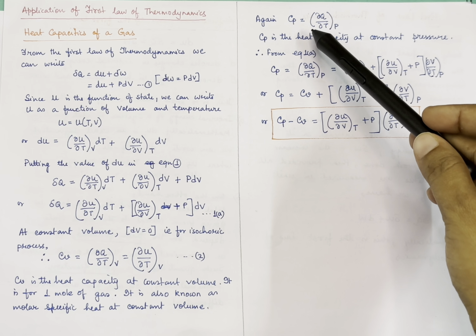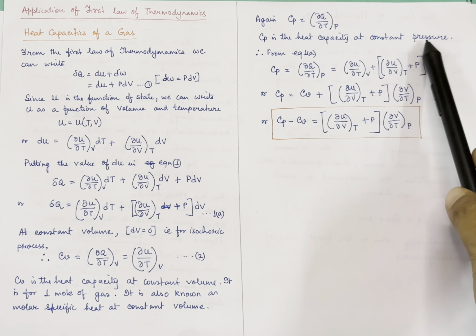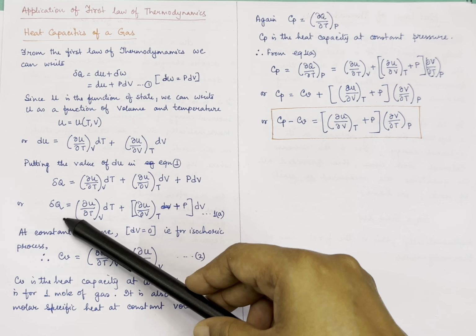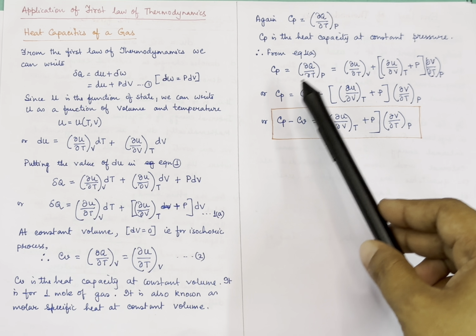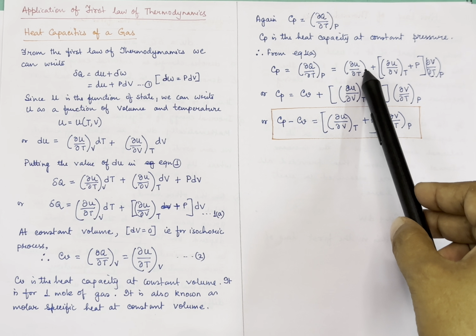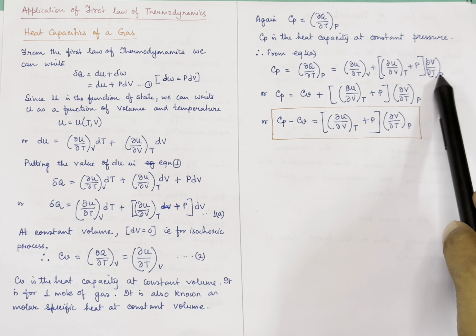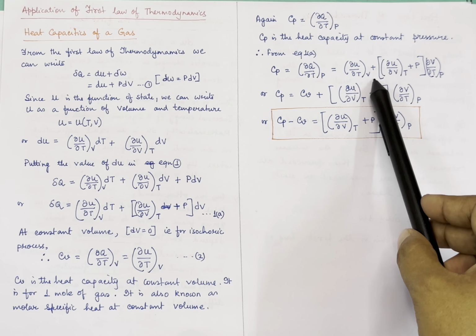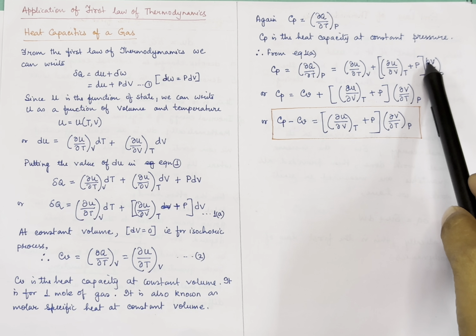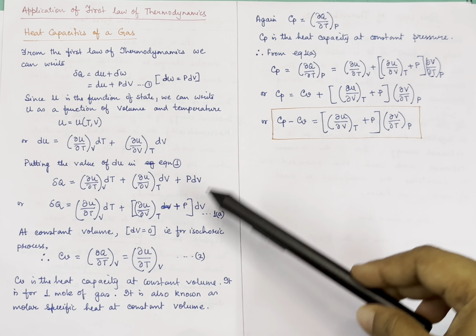So what is CP? CP is (∂Q/∂T)_P. So CP is the heat capacity at constant pressure. Now from equation 1a, we can differentiate δQ with respect to temperature at constant pressure P. We can get CP = (∂Q/∂T)_P. So if we differentiate it with respect to temperature keeping the pressure constant, we get (∂U/∂T)_V plus the bracket term [(∂U/∂V)_T + P] times (∂V/∂T)_P. So (∂U/∂T)_V is again CV from equation number 2.